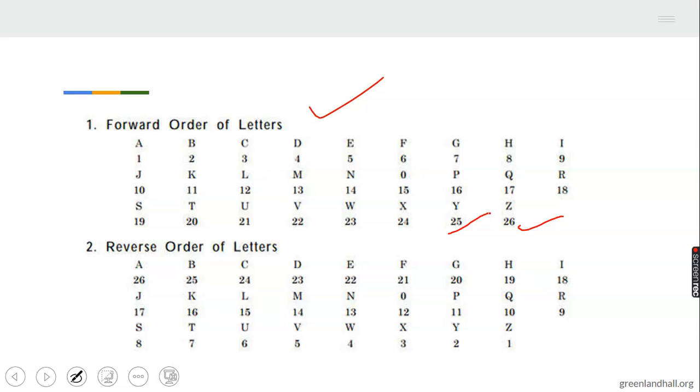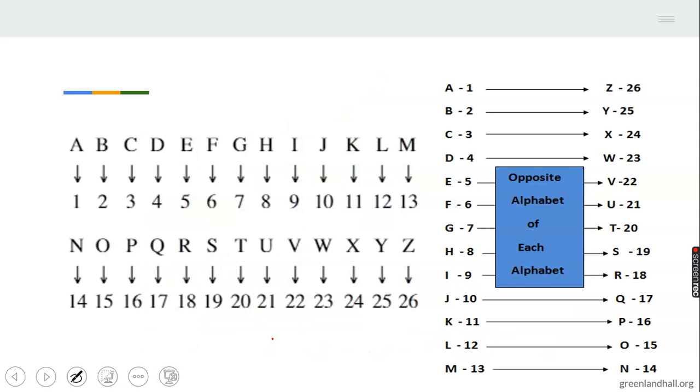Then we have the reverse order. In this reverse order, A is not 1, A is now the last, A is now 26, B is now 25. So it is now Z that is 1, Y is 2, X is 3, W is 4, V is 5, U is 6. Did you see that? This is the reverse order, not the forward order. Is that taken? It can be any pattern. I'm still going to show you some other patterns.